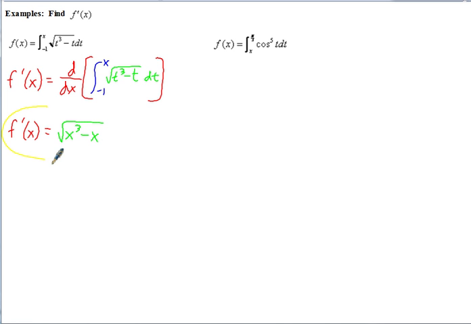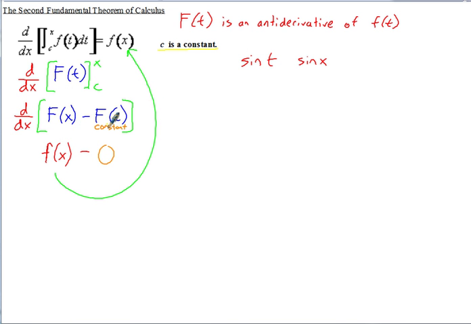This fits the second fundamental theorem exactly. So when you know the second fundamental theorem, you don't have to go through the whole process of integrating and then taking the derivative. We proved why it works over here, but in practice, you essentially just cancel those two out without having to go through this whole process, now that we've seen why it works.